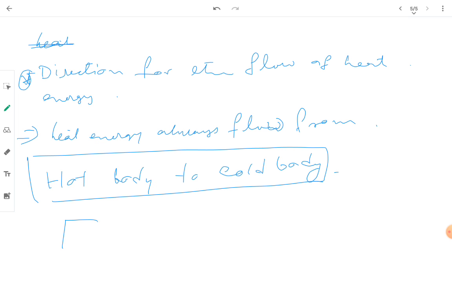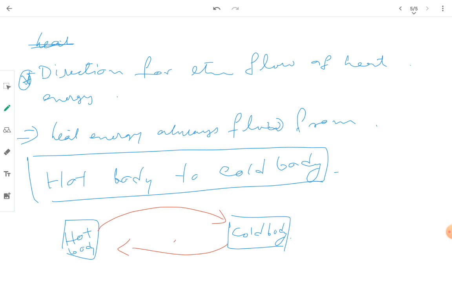Now if this one is a hot body and this one is a cool body, the direction of the heat flow is from here to here, in this direction. It will never come from cold to hot. No, this is not possible. So we have understood the direction of the flow, from hot body to cold body.